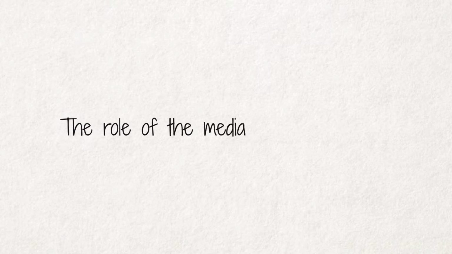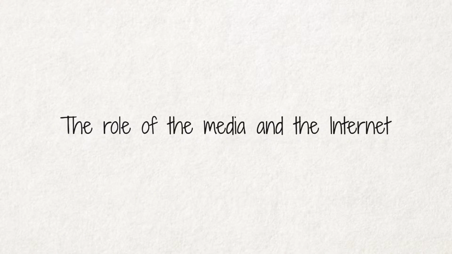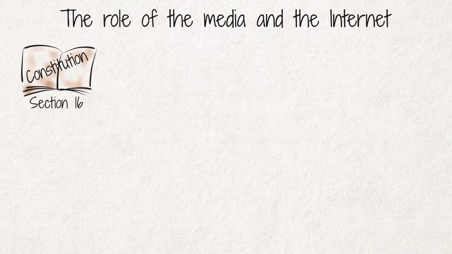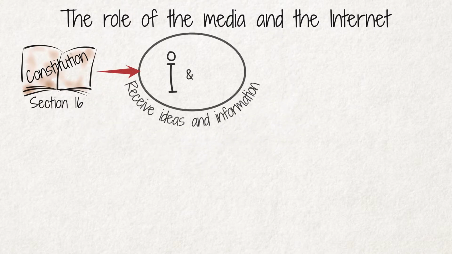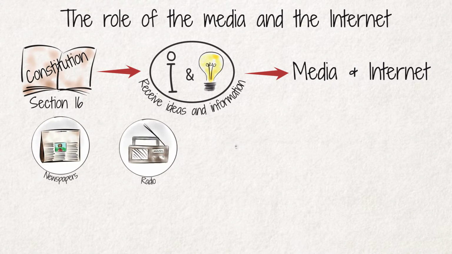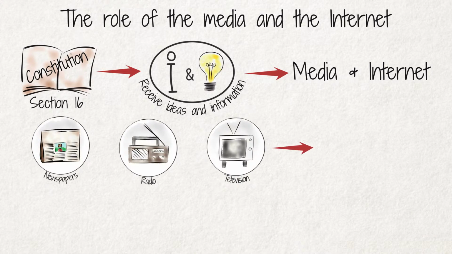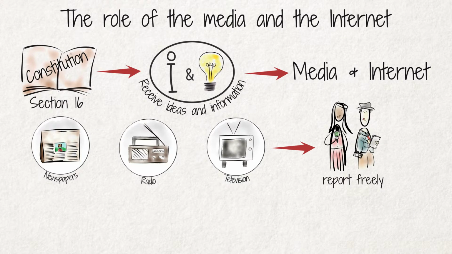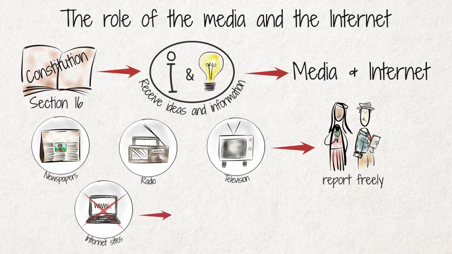The role of the media and the Internet. The right to freedom of expression includes the right to receive information and unrestricted ideas through the media and the Internet. Newspapers, radio, and television must therefore be allowed to report freely. Blocking Internet sites because someone does not like the information they provide is unconstitutional.